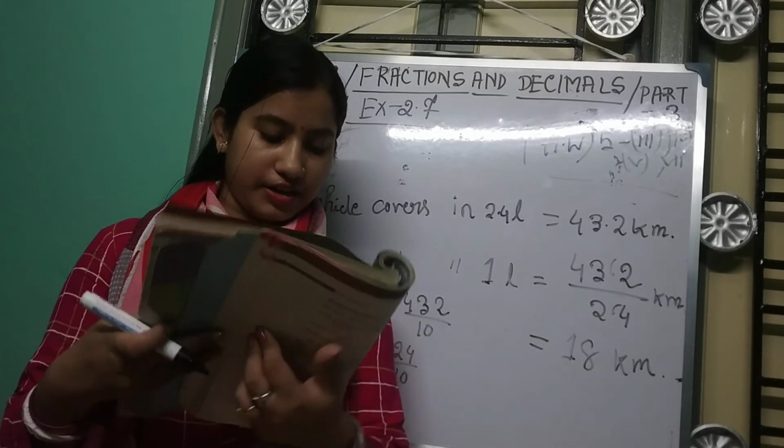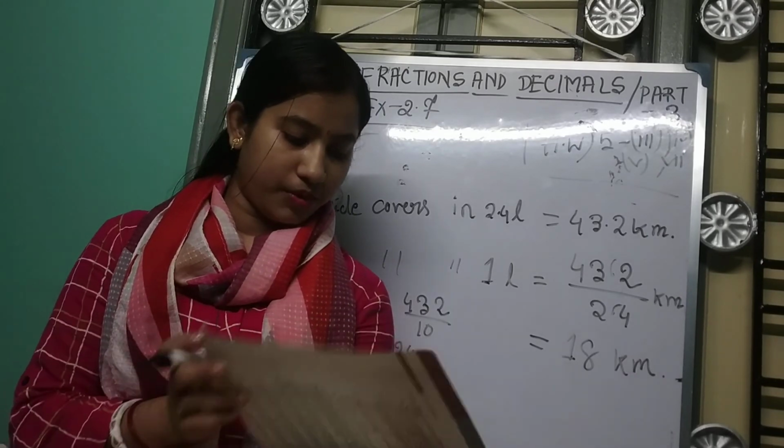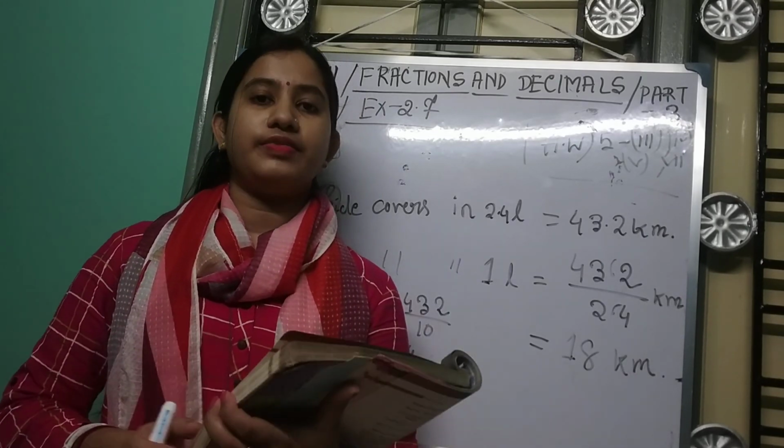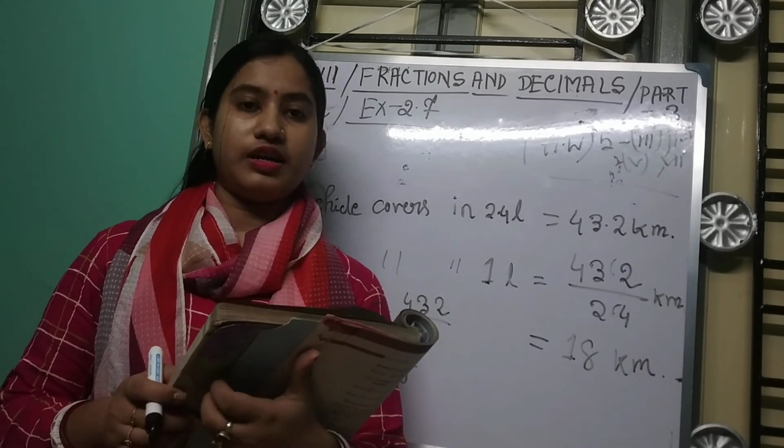So this is number 6, and this exercise number 2.7 is also complete. Next day we should start a new chapter.